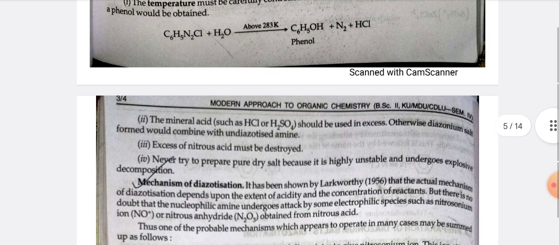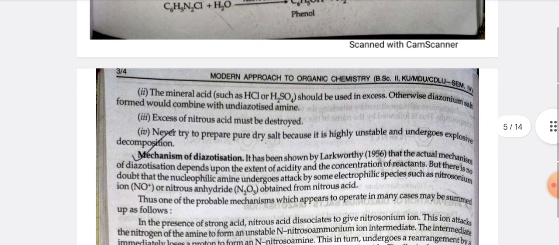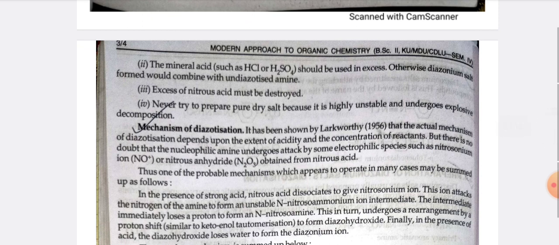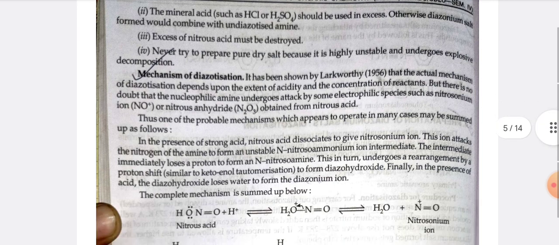Second, the mineral acid such as HCl, H2SO4 should be used in excess. Otherwise, the diazonium salt formed would combine with undiazotized amine. Excess of nitrous acid must be destroyed. Never try to prepare pure dry salt because it is highly unstable and undergoes explosive decomposition.